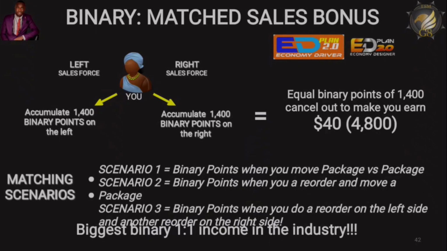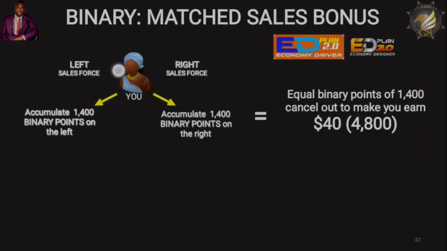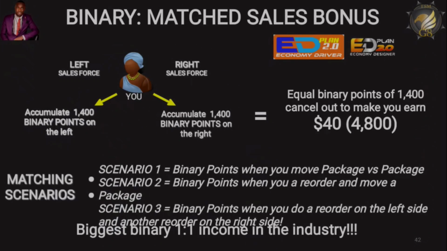The other way is binary points when you reorder and move a package. What is going to happen here is that on this side, you reorder supplements, or rather you reorder our package, or maybe you have a team of consumers here, and then here you have network builders. You'll make matching sales bonus. Or here you have network builders, and here you have a team of consumers or retailers. You'll make the matching sales bonus. And then binary scenario number 3 is binary points when you do reorders on the left side, and when you do reorders on the other side.